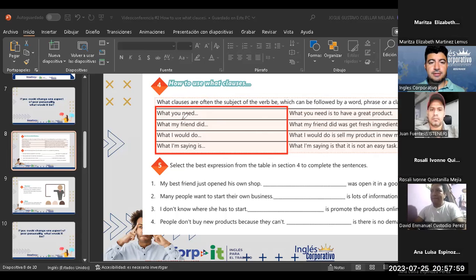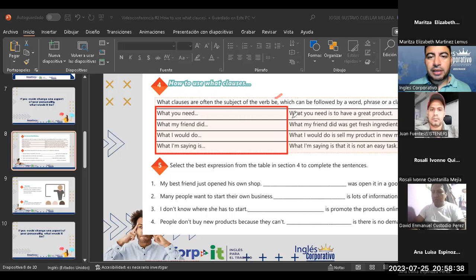What clauses are often the subject of the verb to be, which can be followed by a word, phrase or clause. Phrase or clause. Clause. Okay. Yes. And often the subject of the verb be. Thank you, Luisa. Así que, what clauses are the subject? Es todas esas palabras que ven, es como el sujeto del verbo to be.